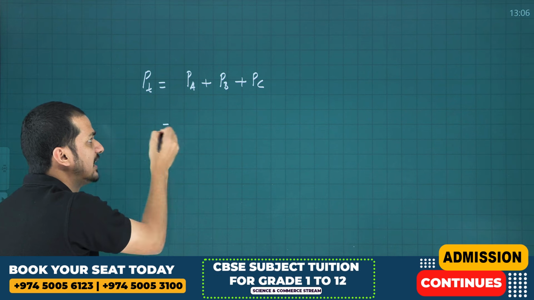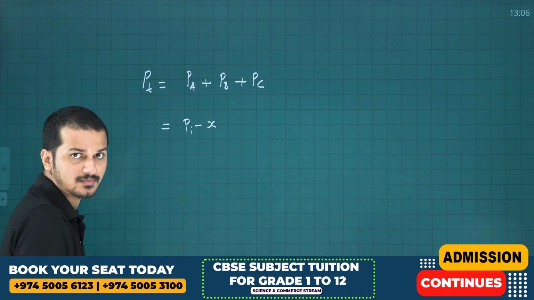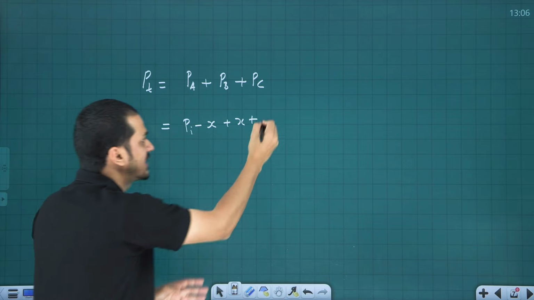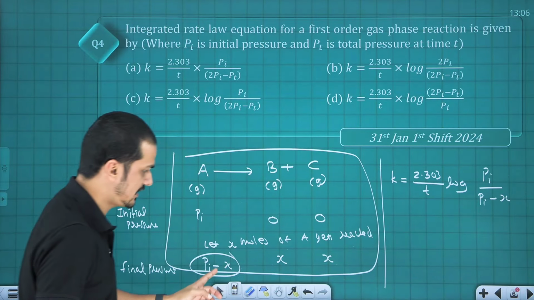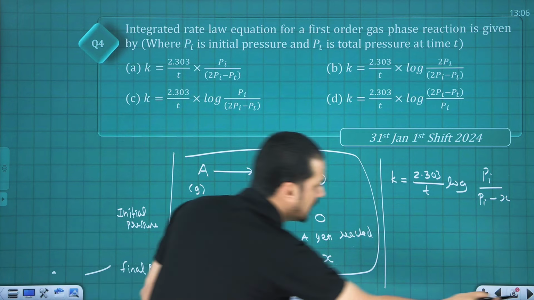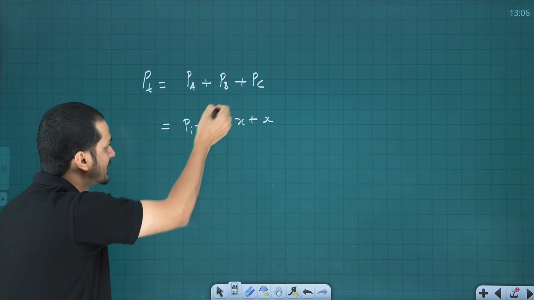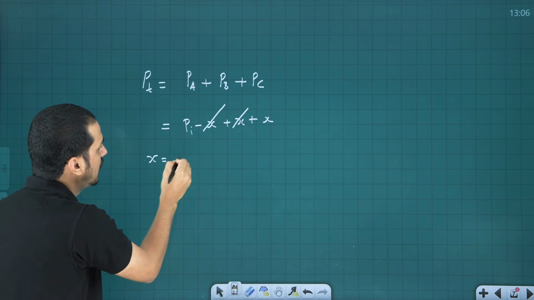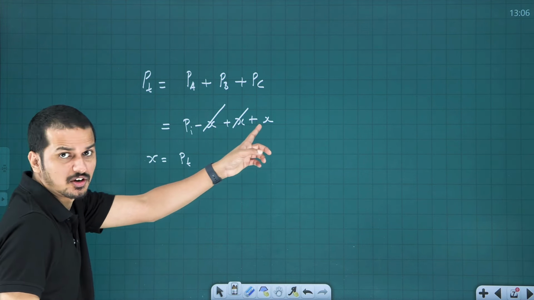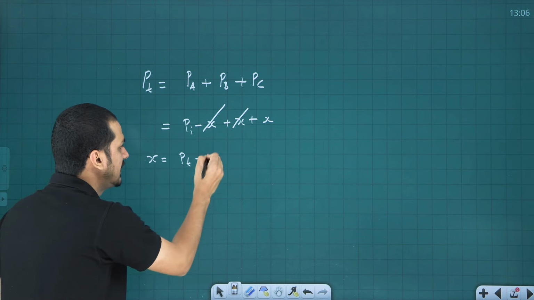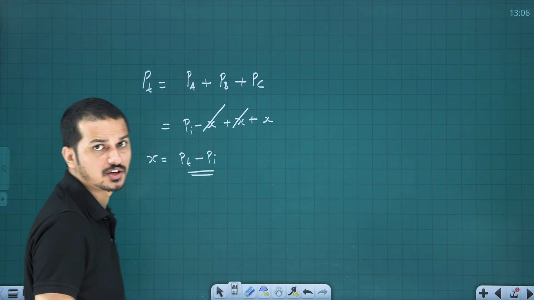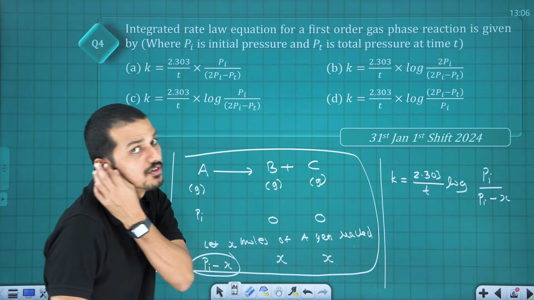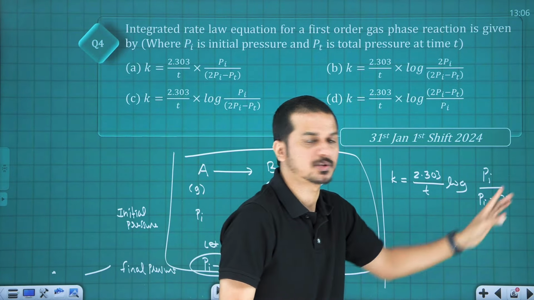Pressure exerted by A is Pi minus X, by B is X, and by C is X. That value I am substituting, then X will get cancelled. Then what is X? From there I get X equal to Pt minus Pi. That value I have to substitute here, in Pi minus X, Pt minus Pi I have to substitute.